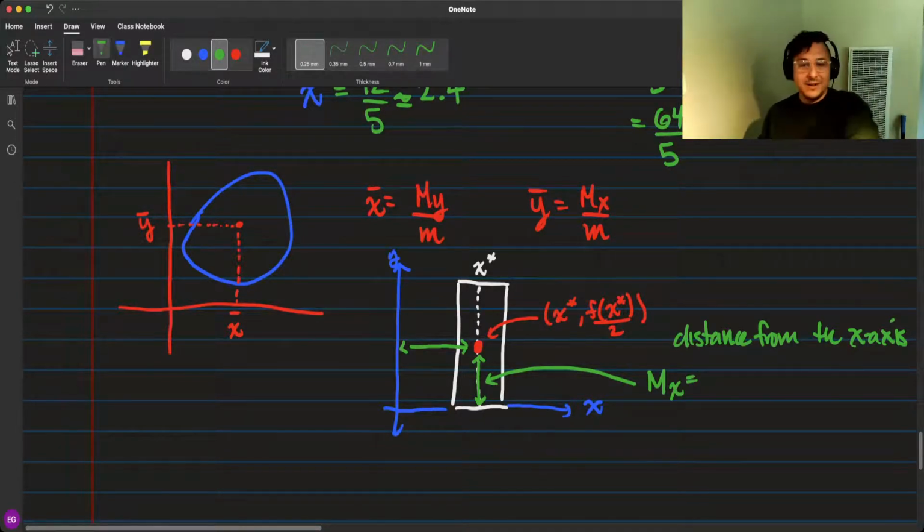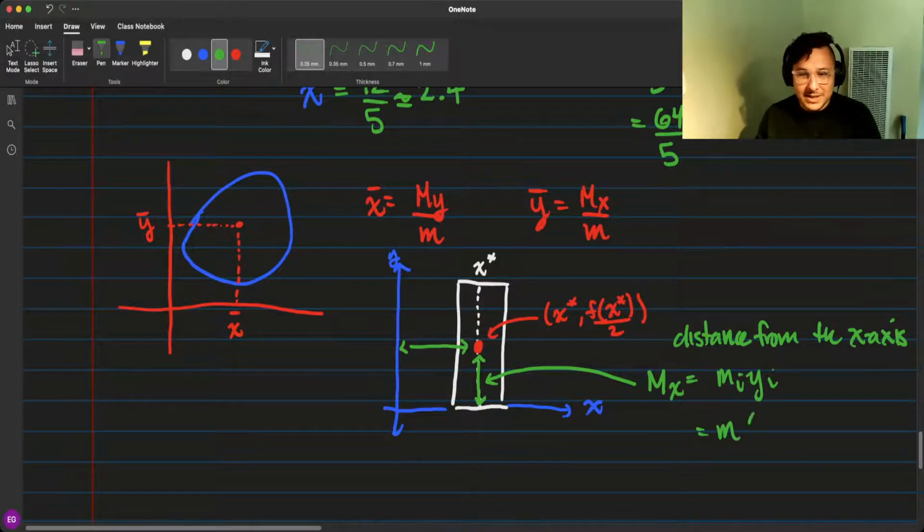Honest question. If you have that little red point right here, how are you going to measure the distance to the x-axis? You're not going to use x values, you're going to use y values. Which is why, for the x moment, you get an m_i times a y value. So that's going to be your mass times your y value, that f of x star over 2. So your x moment will ultimately determine the y value of your center of gravity.